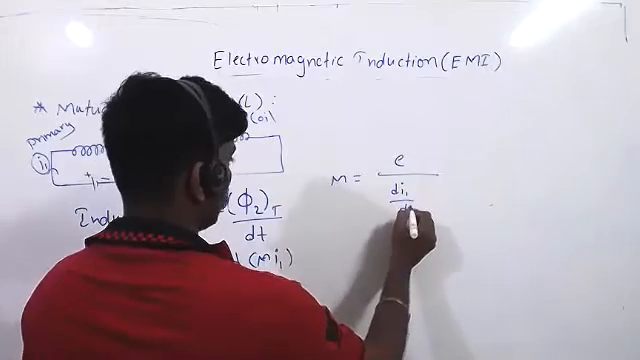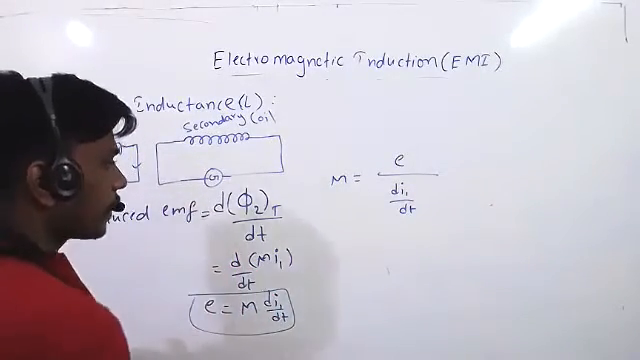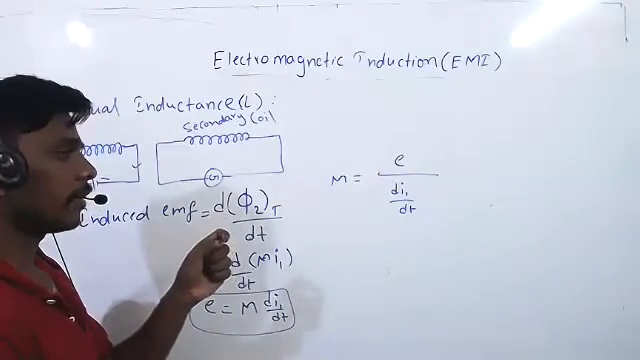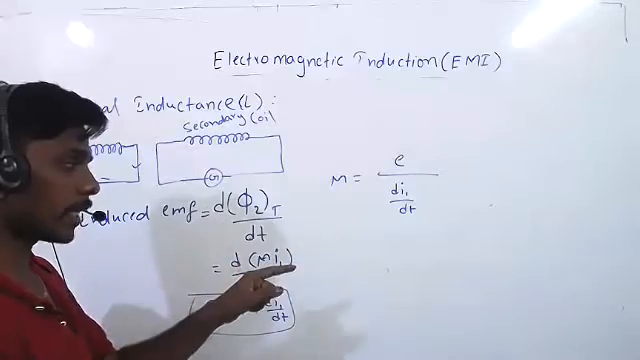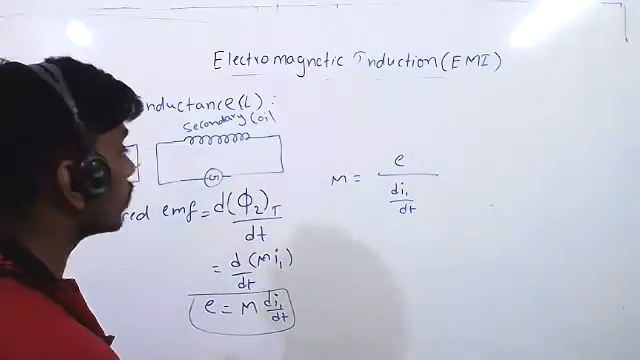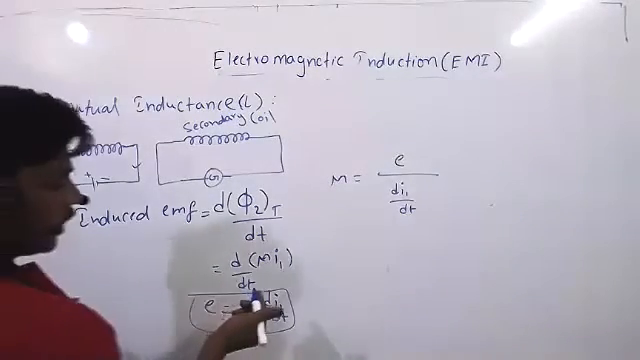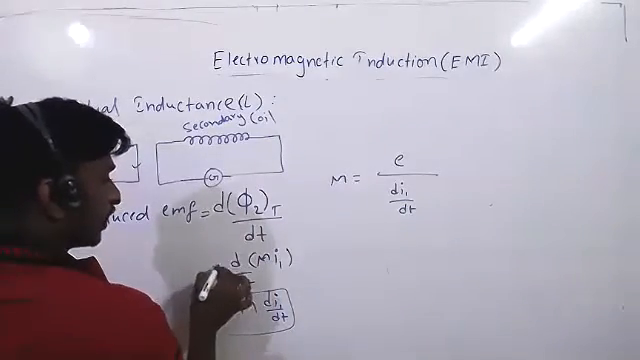Mutual inductance is defined as follows: when 1 ampere of current is passing in the primary coil in 1 second, then mutual inductance equals the induced EMF. The induced EMF direction is opposite, so you can always give it negative.